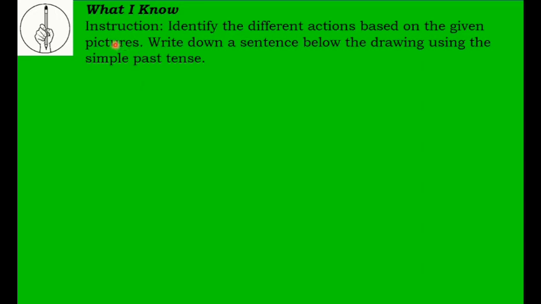Now, what I know. Instruction: identify the different actions based on the given pictures. Write down a sentence below the drawing using the simple past tense. Now, be ready with your ball pen and paper.